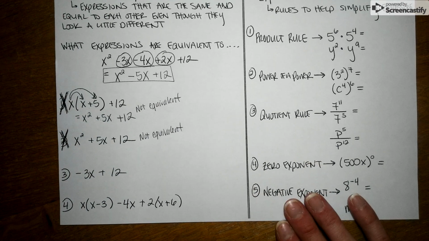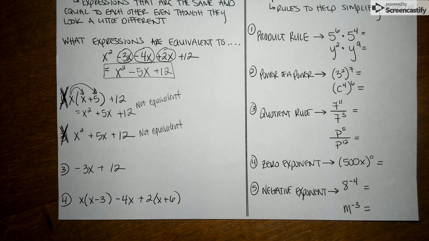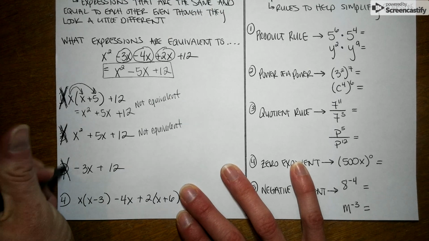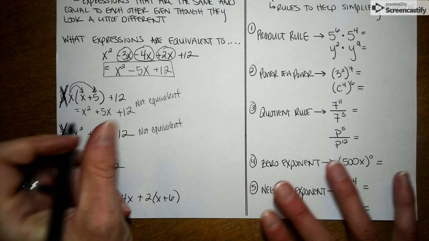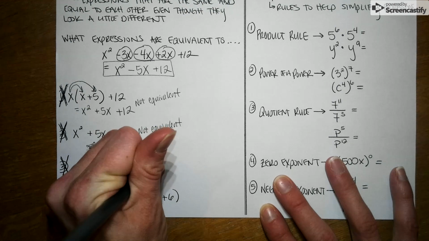Number 3, there's no parentheses, so I don't need to distribute. There's no combining like terms either because this is a negative 3x and a positive 12. Can't combine those together. And it's written from highest exponent to lowest exponent. So this expression is already simplified, but obviously when I compare this expression to my problem, there's nothing in common there, or they're not equivalent. Therefore, they're not the same. So I can put another X and write not equivalent.